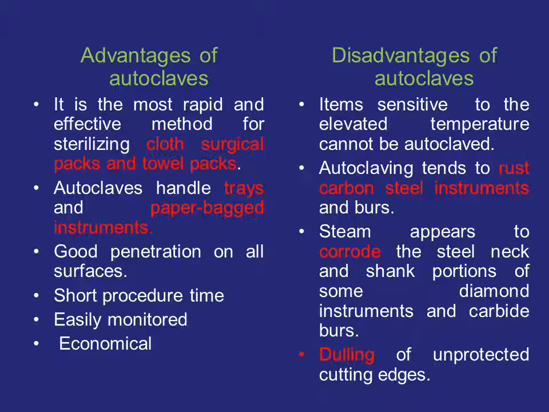Advantages of autoclave. The autoclave is used for the sterilization of cloth surgical packs and towel packs, items made of fabric, also trays and paper bagged instruments. It has good penetration, so it sterilizes all the surfaces. Also, it has a short procedure time, is easily monitored, and is economical.